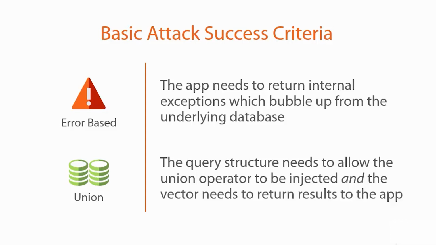But what happens when neither of these options are available? What happens when there is no internal error returned to the interface? And what happens when there is no result set that we can just append our own result set onto as an attacker using the union statement? What do we do then? Let's have a look at what the criteria are for making a blind injection attack successful.